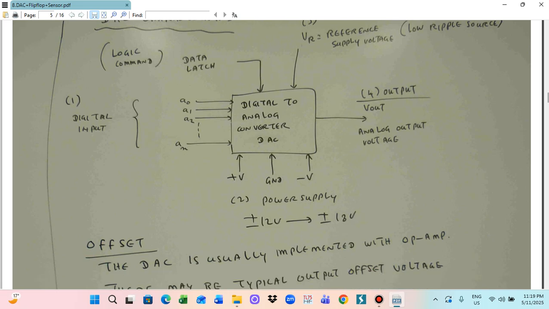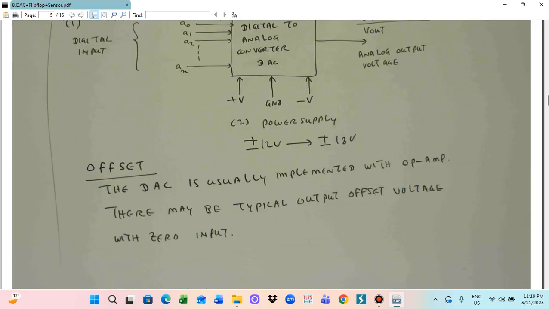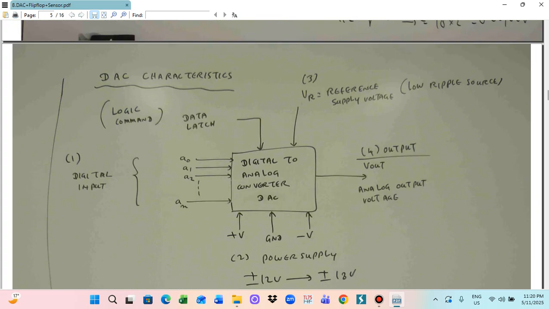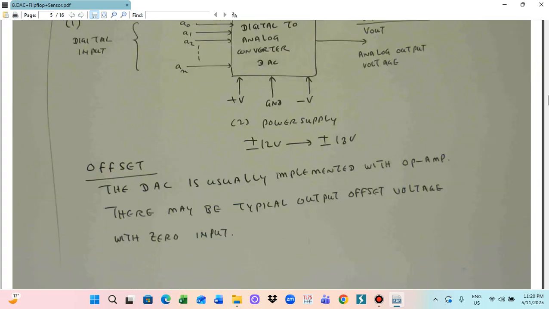The power supply is plus or minus 12 volt up to plus or minus 18 volt. Offset: a DAC is usually implemented with an operational amplifier, and there may be a typical output offset voltage with a zero input. So this is the digital to analog converter circuit diagram.